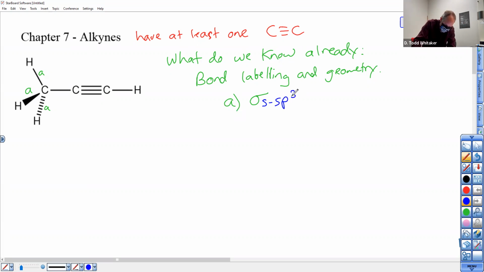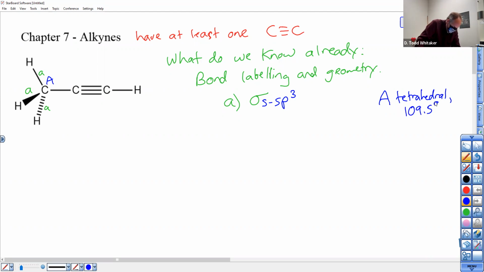Okay. And the geometry of atom A, because it's sp3 and it has 4 sigma bonds, what's the name of the geometry? Tetrahedral. What is the bond angle in a tetrahedral? 109.5 bond angles for any sp3 C.